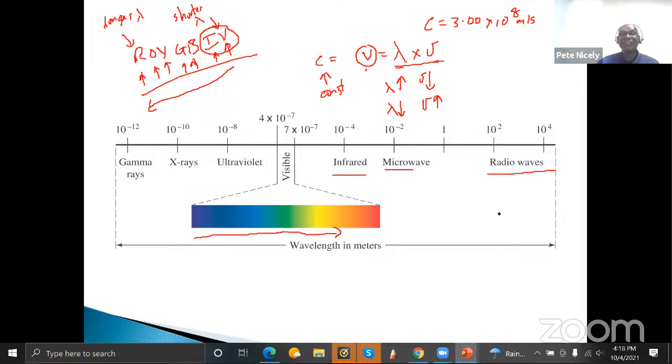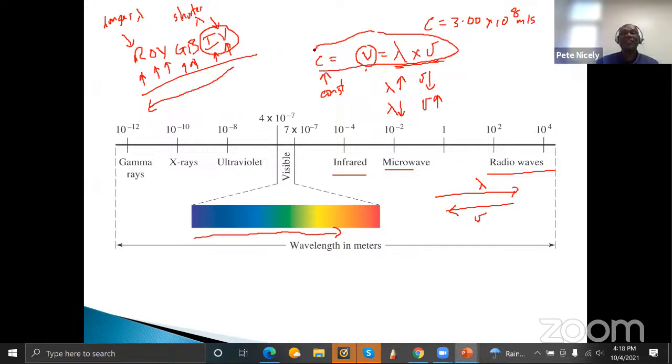Let me just say that because the wavelength increases this way, that means that the frequency would increase in the other direction, all right? Again, because of the inverse relationship between the wavelength and frequency that is given by this equation right here, all right? So that's basically the electromagnetic spectrum.